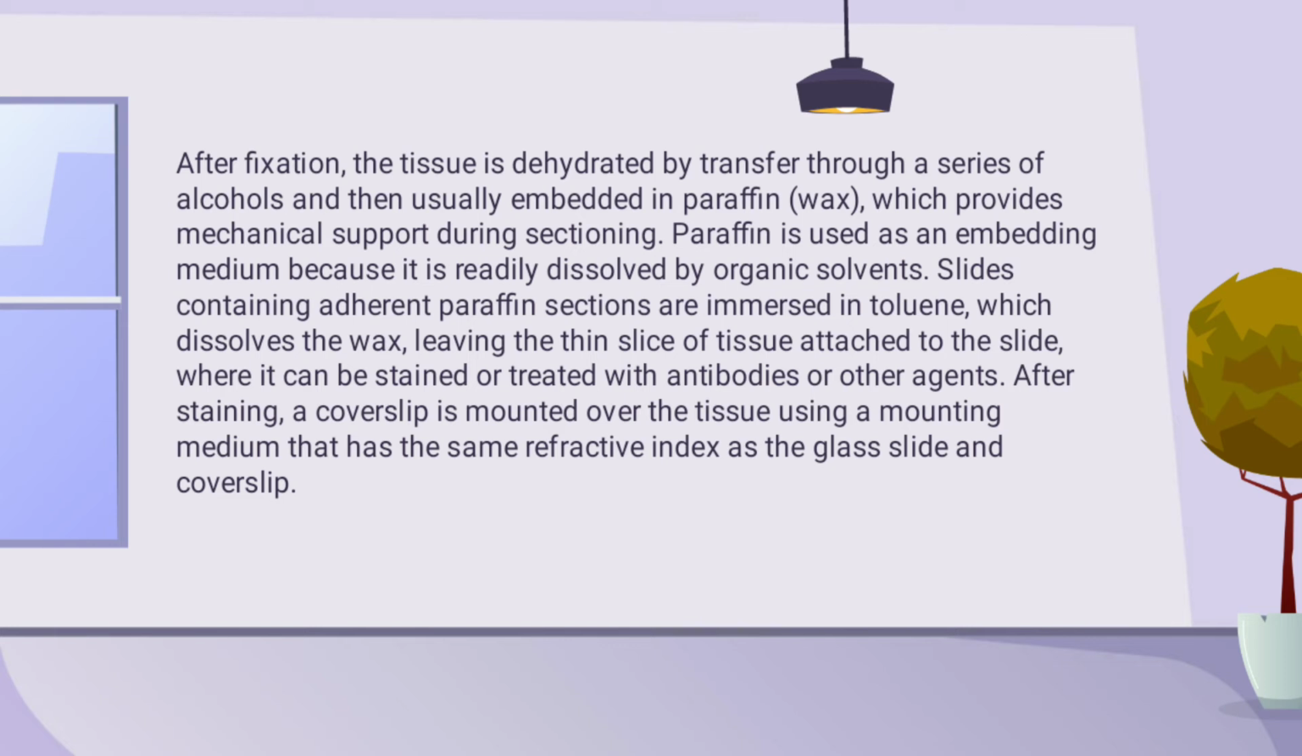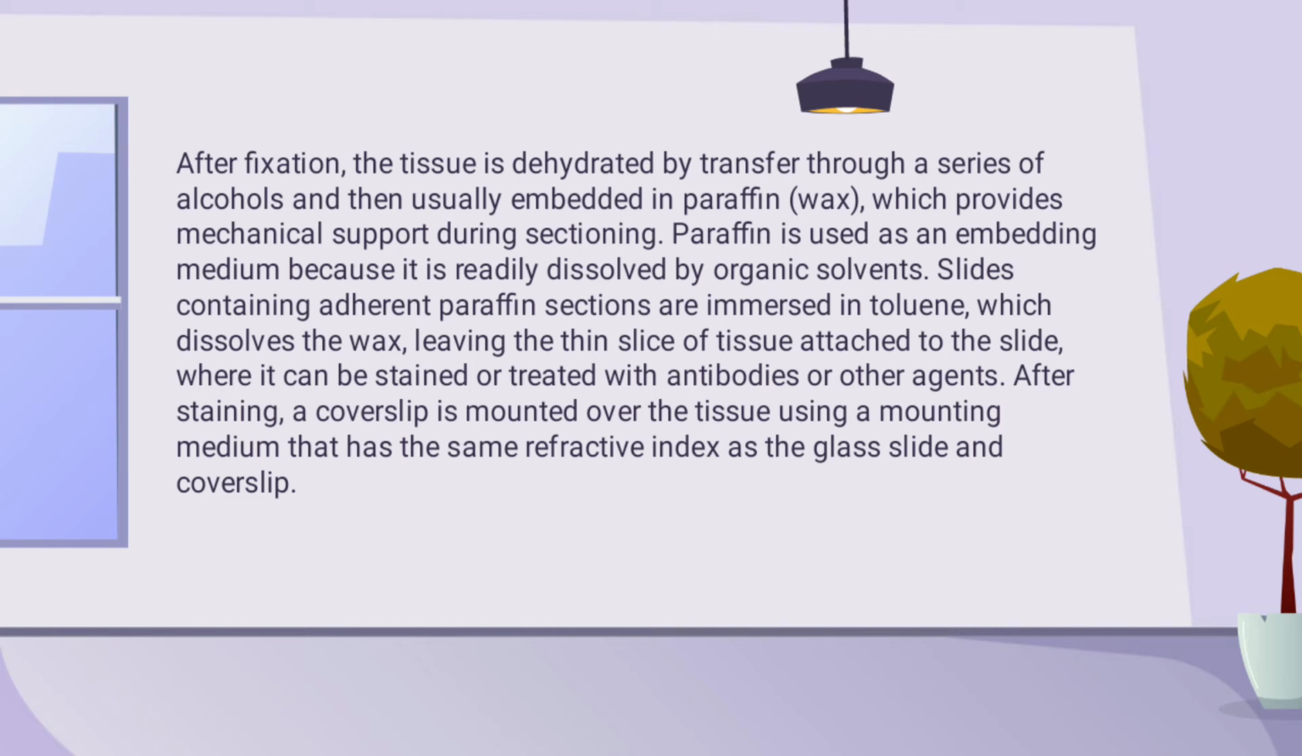Now, after fixation, the tissue is dehydrated by transfer through a series of alcohols and then usually embedded in paraffin or wax, which provides mechanical support during sectioning. Paraffin, by the way, is used as an embedding medium because it is readily dissolved by organic solvents.